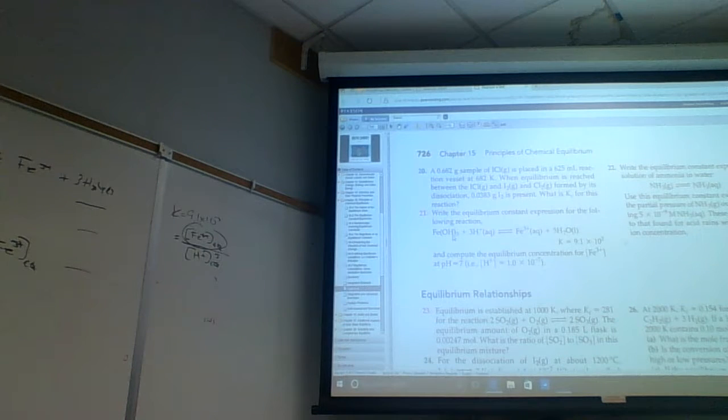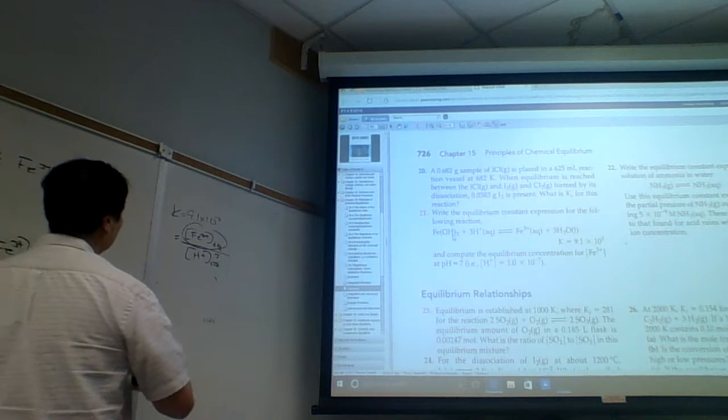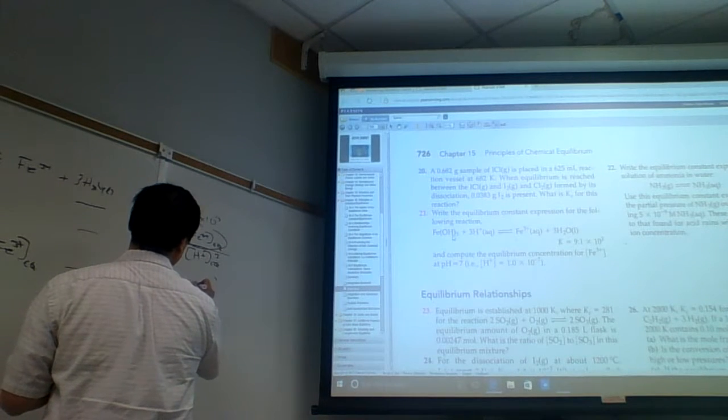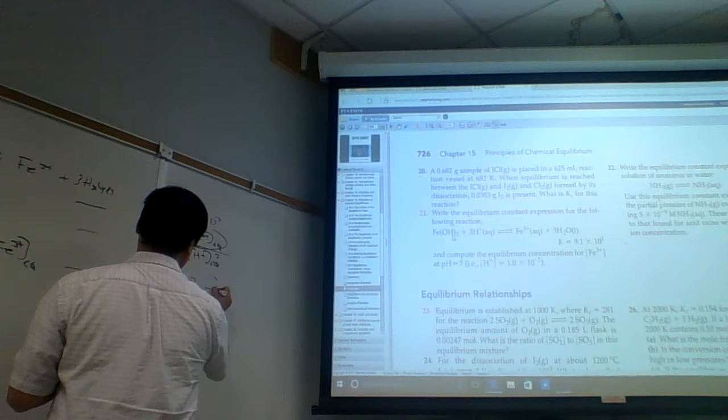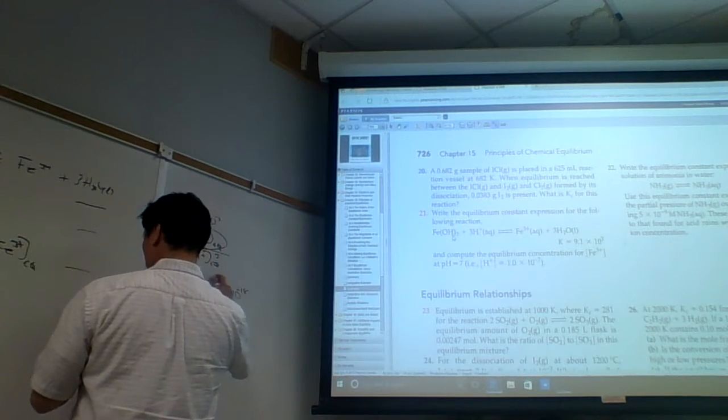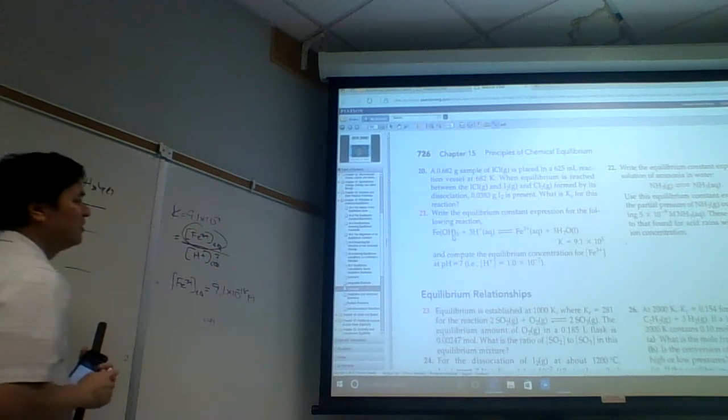1 times 10 to the minus 7 cubed times 9.1 times 10 to the third. I get 9.1 times 10 to the minus 18. And so the iron 3 plus concentration at equilibrium was 9.1 times 10 to the minus 18 molar. The units would be molar there.